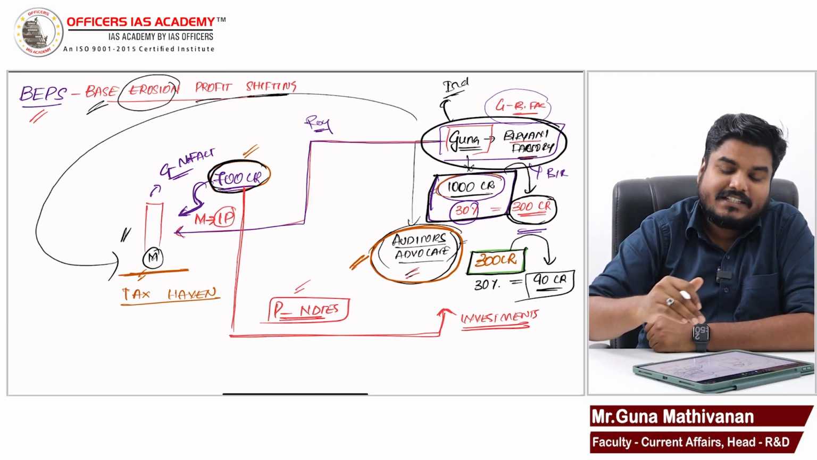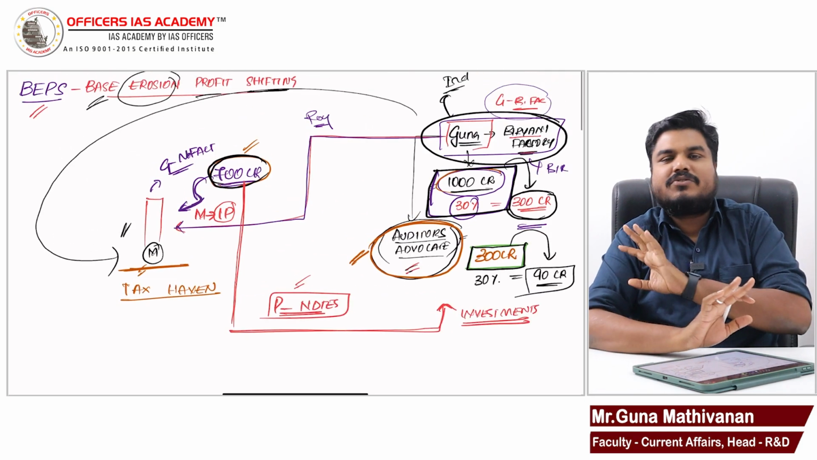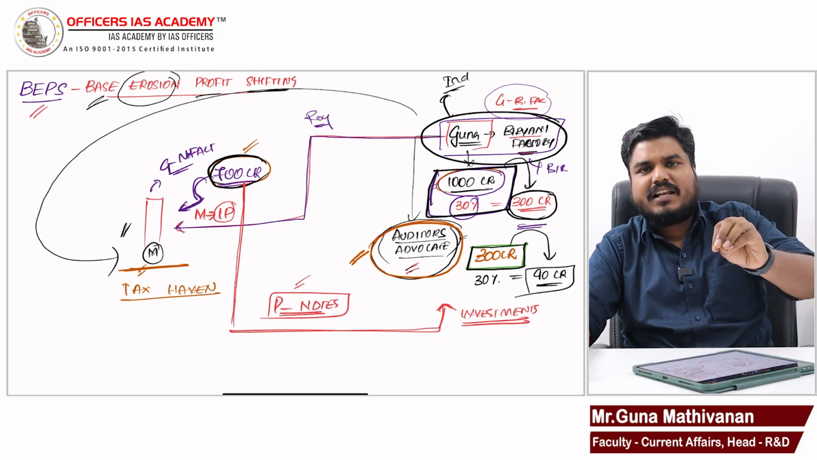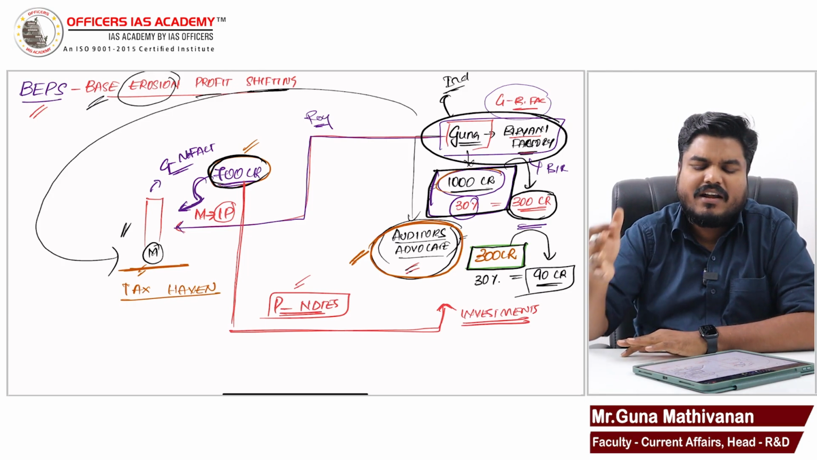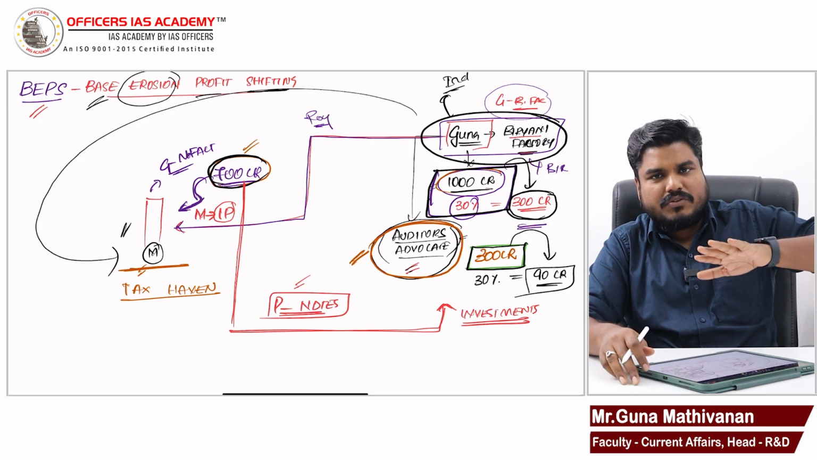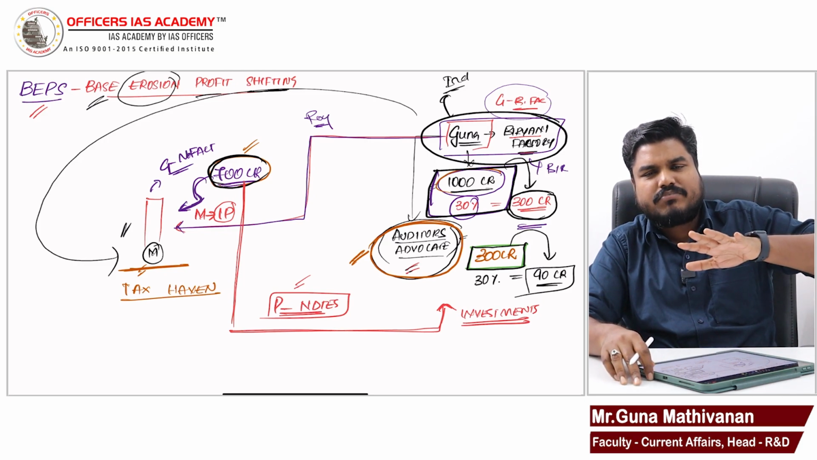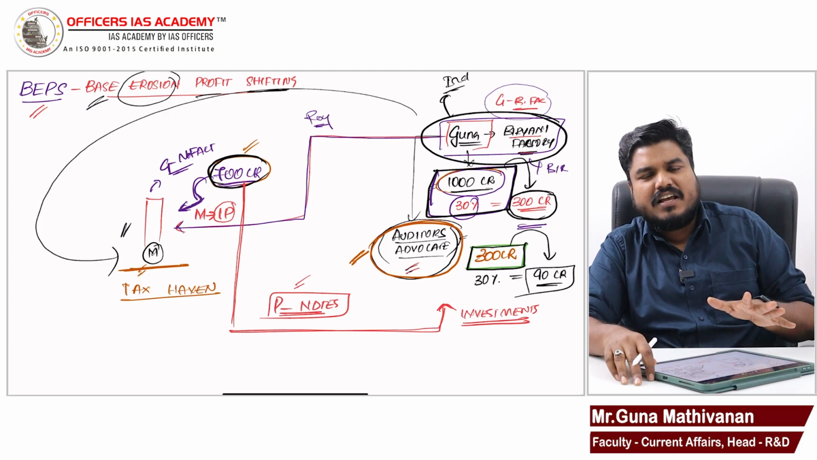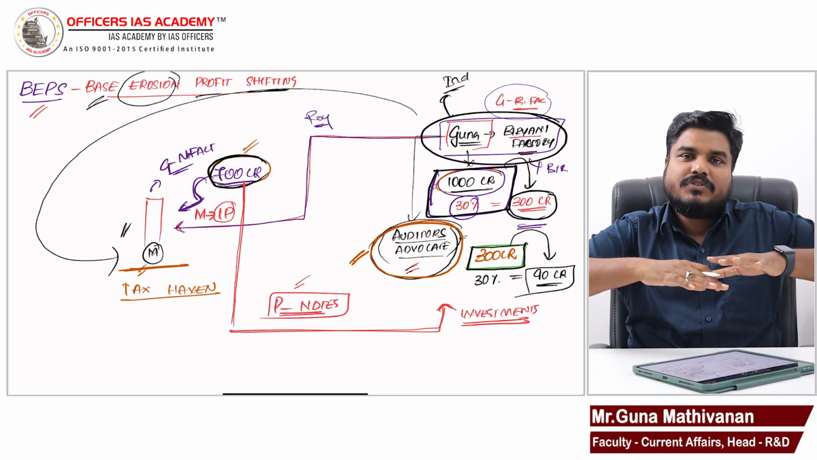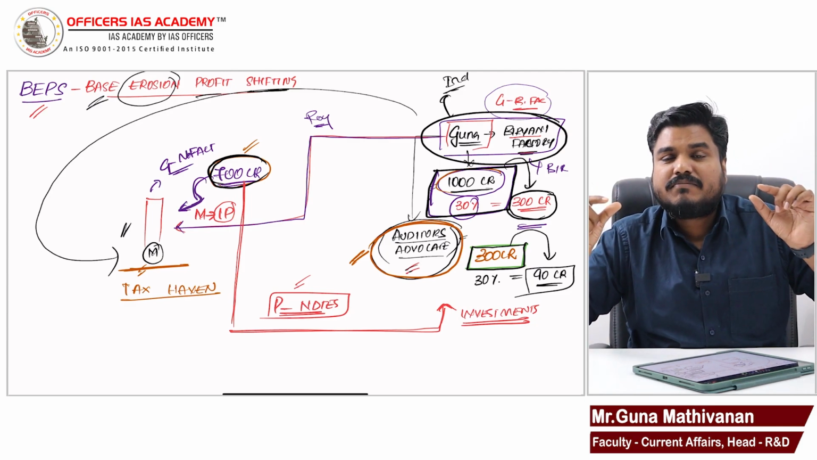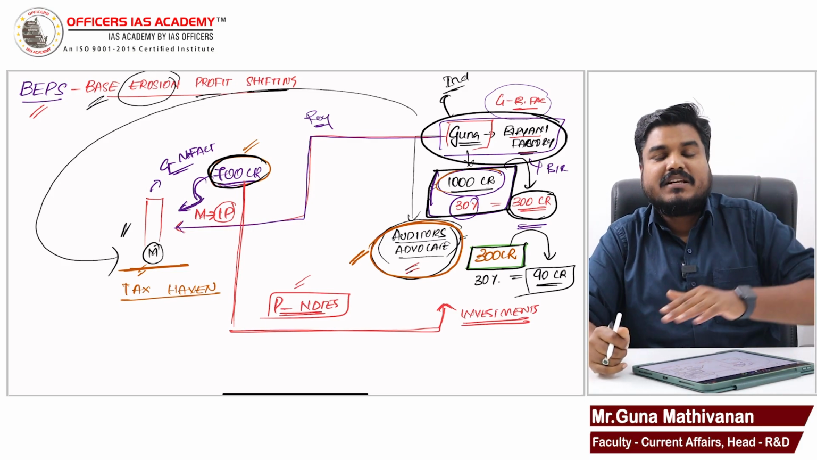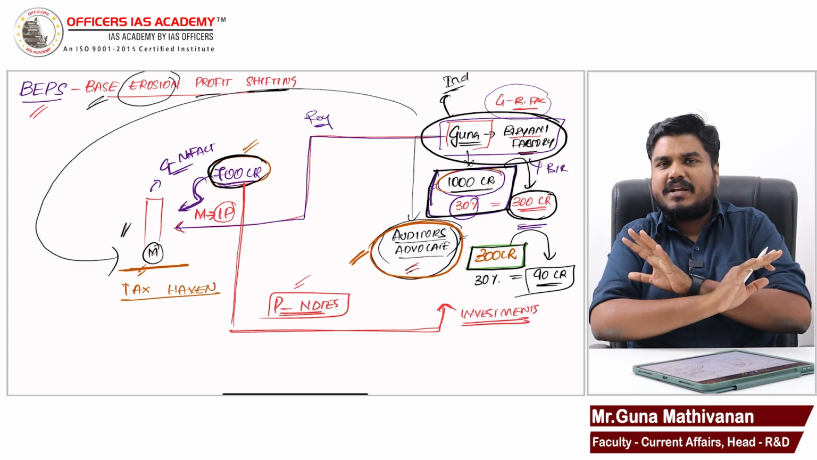BEPS. Now, whatever Guna did, there is no tax evasion here. Legally, you cannot take action against Guna. What can you legally take action on? Nothing can be taken. What did Guna do? Guna exploited all the gaps and mismatches available in the tax rules of different countries, and he is reducing his tax liability. Guna did not do anything illegal.